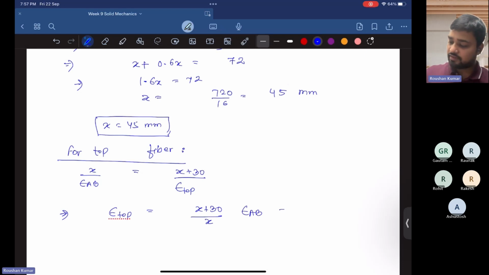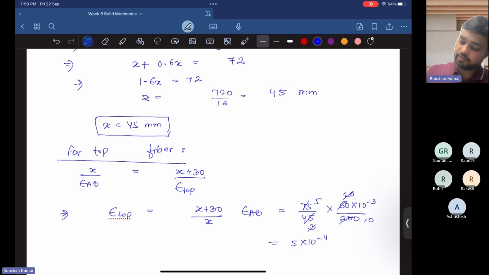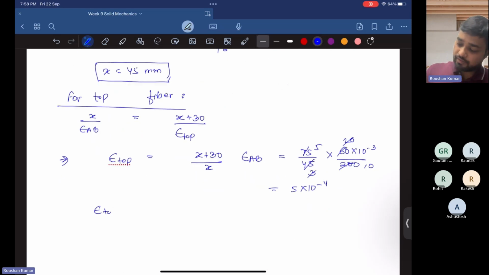Okay, and what is x? It is given here, 45, and 45 plus 30 is 75 upon x is 45, into epsilon AB, 60 into 10 to the power minus 3 upon 200. So it's coming out to be 5 into 10 to the power minus 4. So epsilon of top fiber is 5 into 10 to the power minus 4.